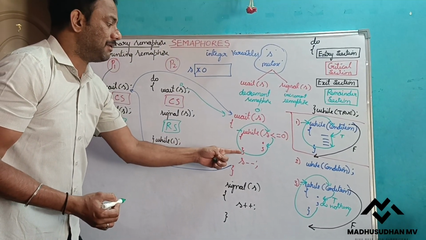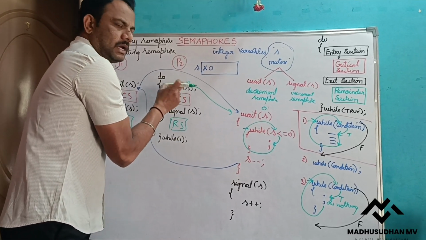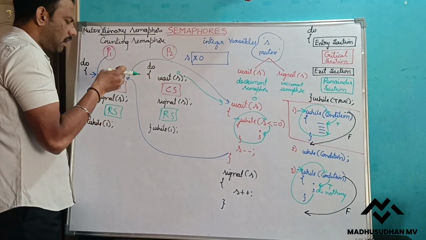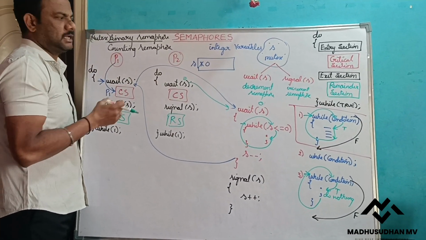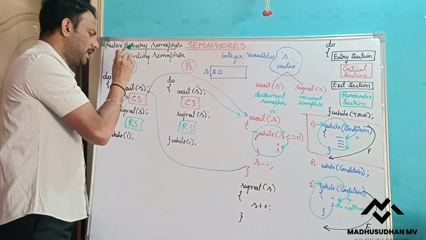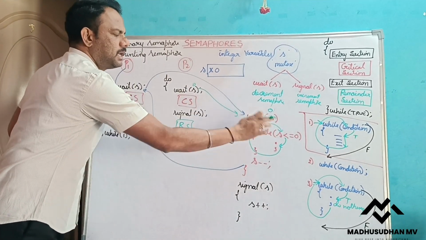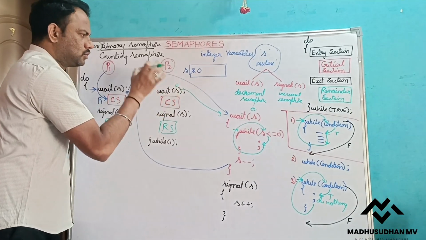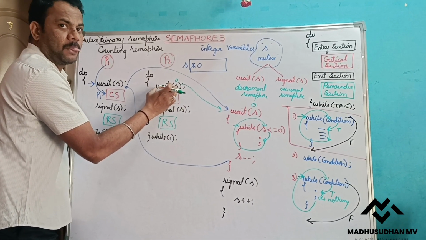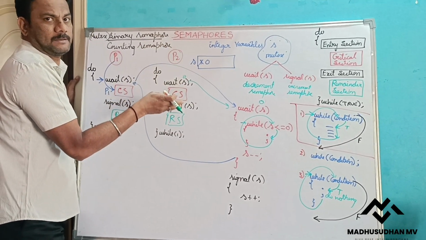It never comes out of this while loop, because it is stuck here only. It is not allowed to enter into the critical section because P1 is already there in the critical section, so it will be avoided. Whenever P2 is allowed, after P1 comes out, until then it keeps stuck here. So this statement is used to block the critical section if somebody is already in the critical section.